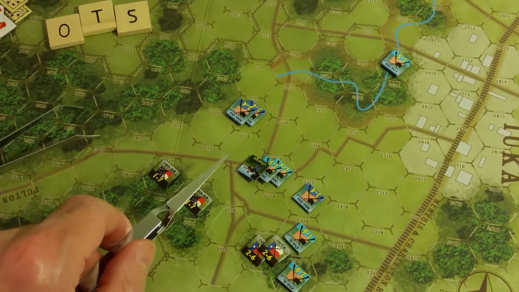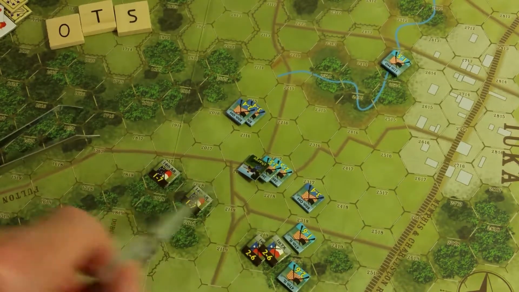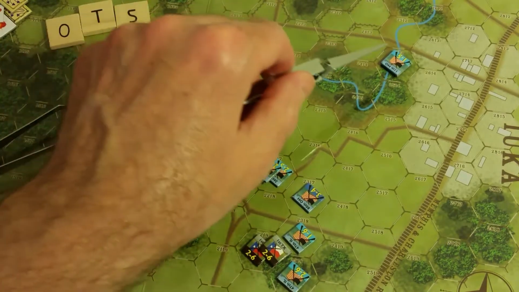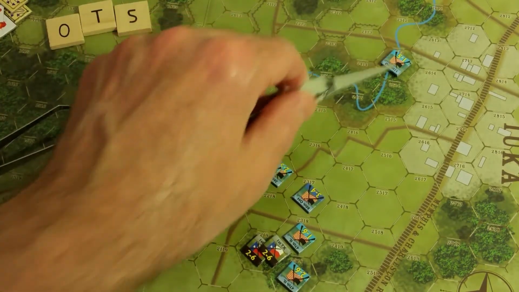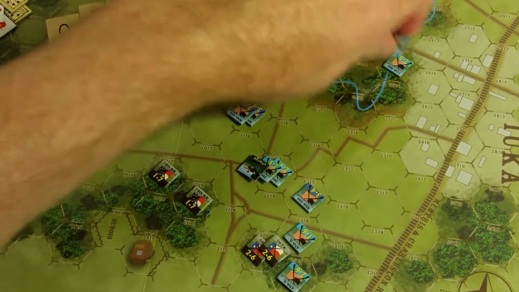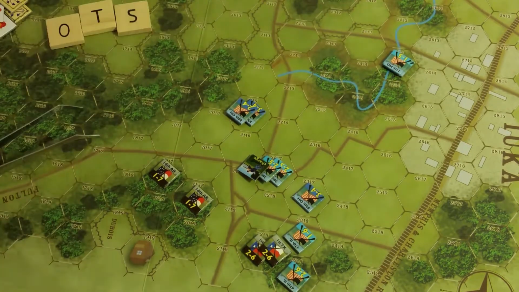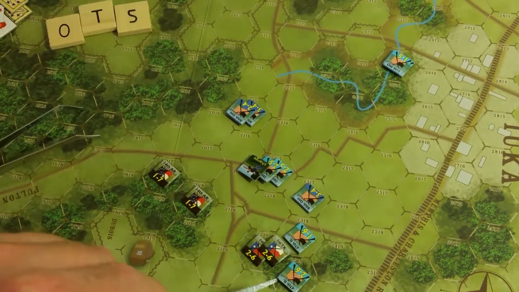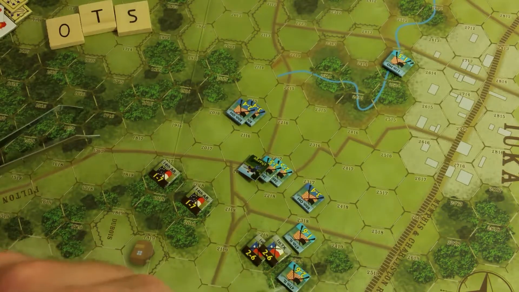Wait, is this a typo? Oh, I'm sorry, it jumped. This brigade. Are these brigades? No, I thought they were regiments. All right, in the example, the example I'm reading says brigades. These are all regiments. So, yeah, I thought these were regiments.